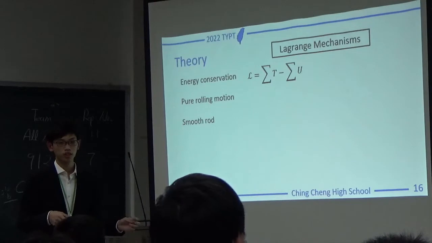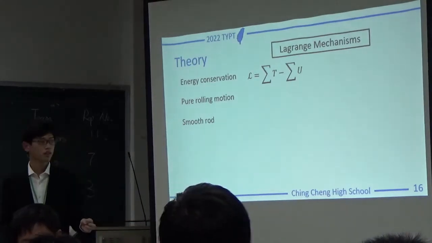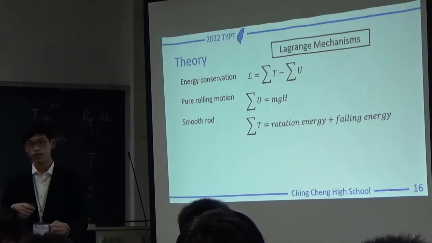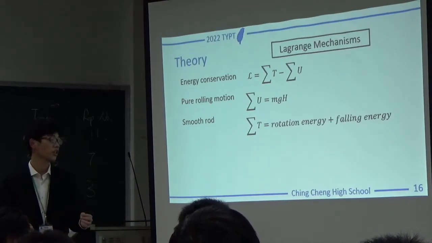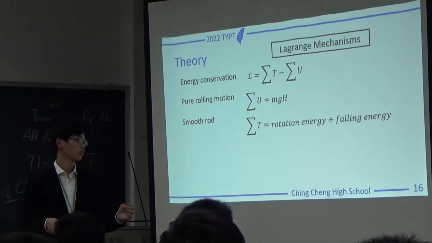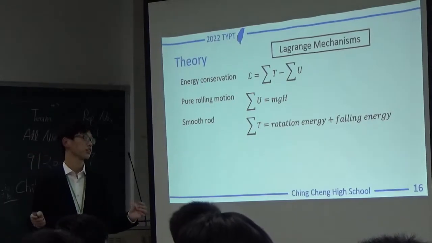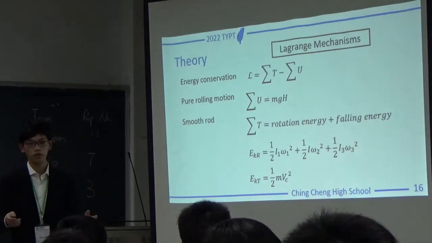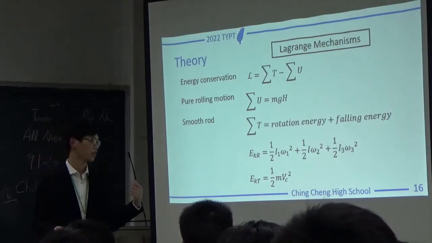So L here is defined as the kinetic energy minus the potential energy. The potential energy here is only the gravitational potential energy, and the kinetic energy is the summation of the rotational energy and the falling energy, which can be written like this because we have calculated it on the first page.